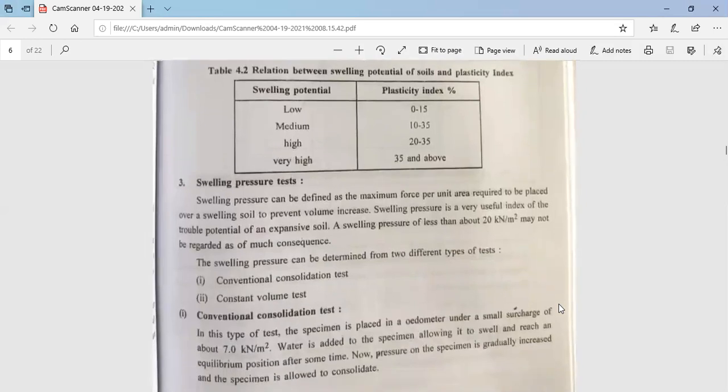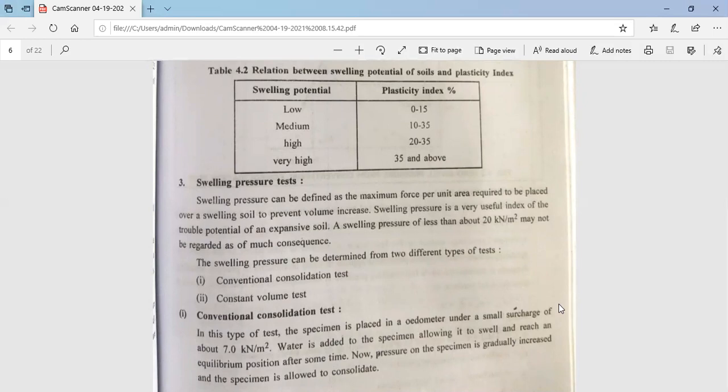The third one is the swelling pressure test. Swelling pressure can be defined as the maximum force per unit area required to be placed over the swelling soil to prevent the volume increase. The swelling pressure is a very useful index of the trouble potential of an expansive soil. A swelling pressure of less than about 20 kilonewton per meter square may not be regarded as of much consequence. This swelling pressure can be determined from two different types of test.